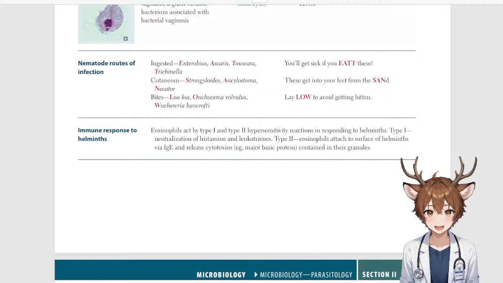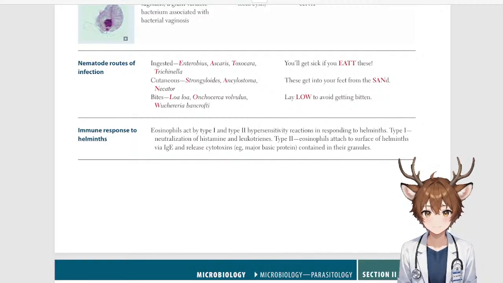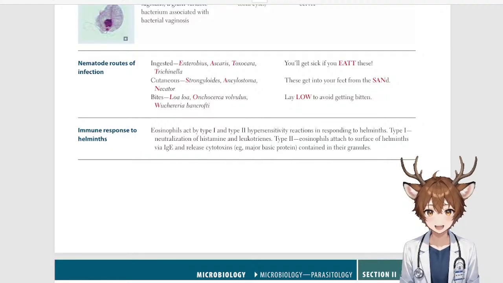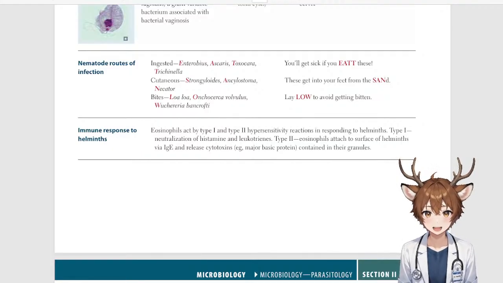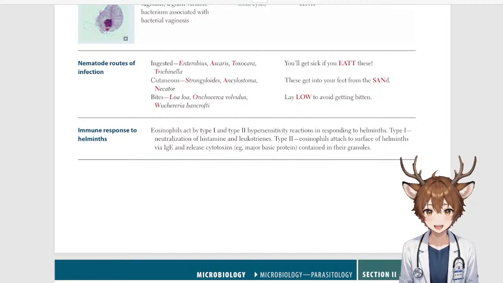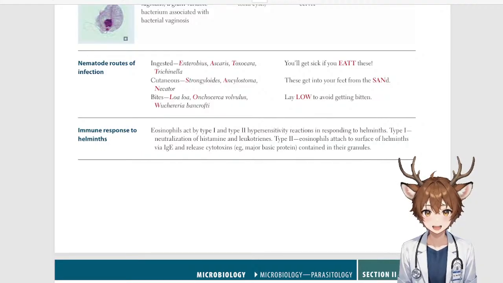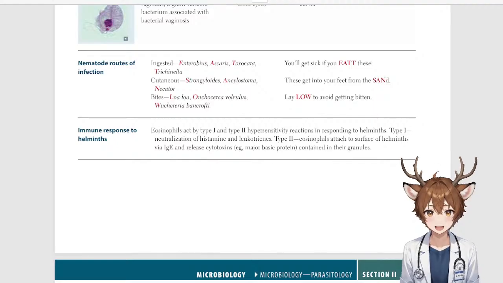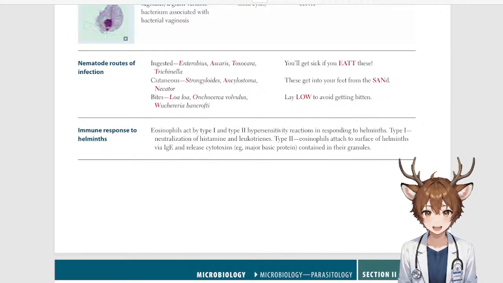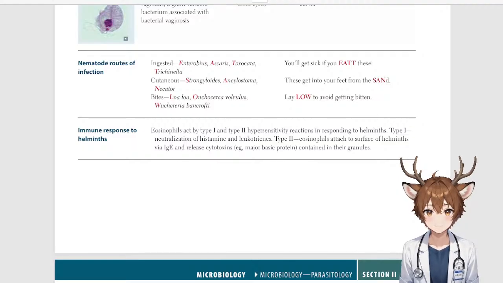Just bear in mind, by the way, Ancylostoma duodenale and Necator americanus, those are spread through the feet. I don't necessarily know, but I guess they say Strongyloides is included as well, so you can keep that in mind. Bites would be Loa loa, Onchocerca volvulus, Wuchereria bancrofti. Lay low to avoid getting bitten. Loa loa has its own species of fly that you have to think about. Onchocerca volvulus has its own. Just be aware that these can be transmitted by some sort of insect bite, and sometimes it's a specific species, so look into that if you feel like you need to.